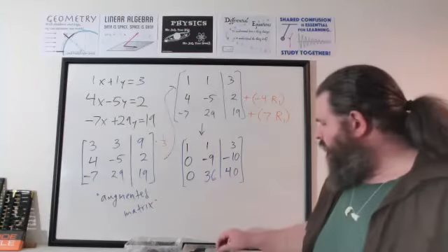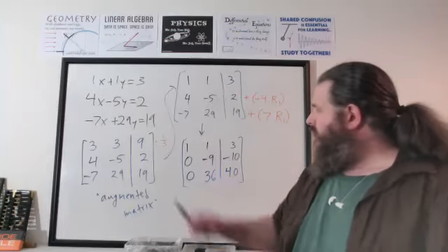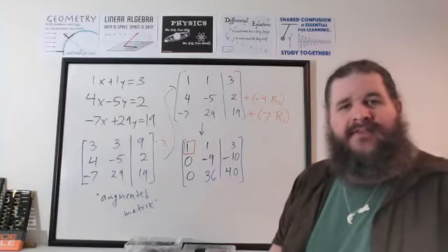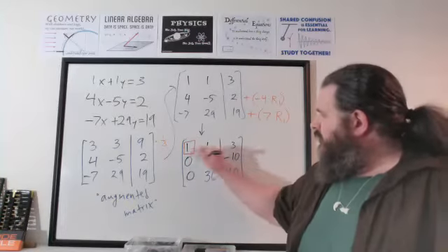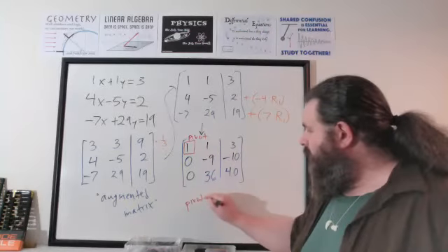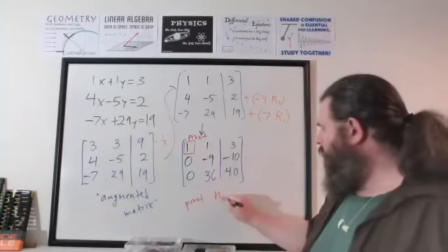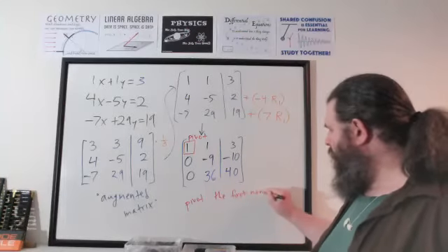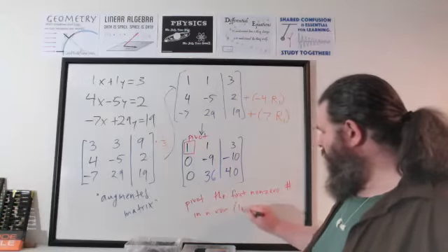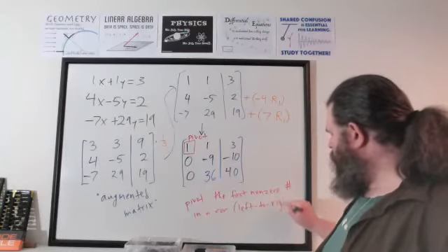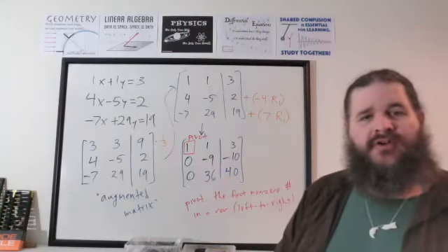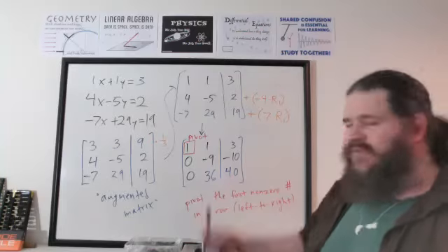And I want to point out a very useful thing we have just accomplished here. If you take a look at this 1, it is now alone in its column. We've gotten rid of everything else below it. This number here is usually called a pivot. The pivot is defined as the first non-zero you encounter as you go from left to right in a row. The first non-zero number in a row from left to right. So for instance, in the second row, the pivot would be the -9, because that's the first non-zero you encounter. In the third row, the pivot would be the 36.